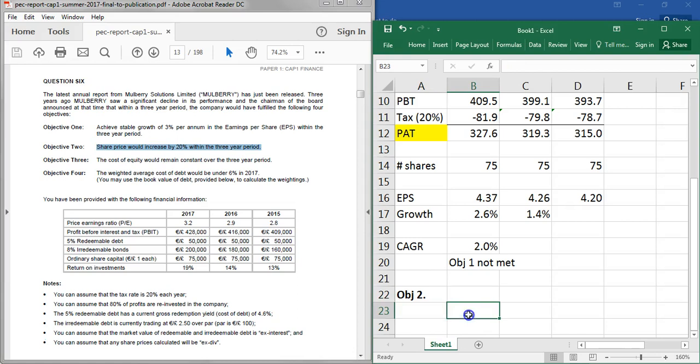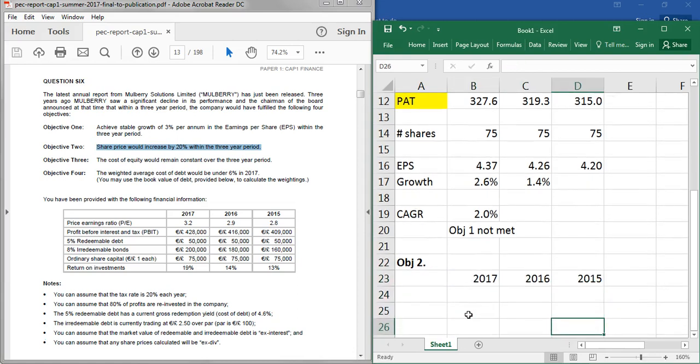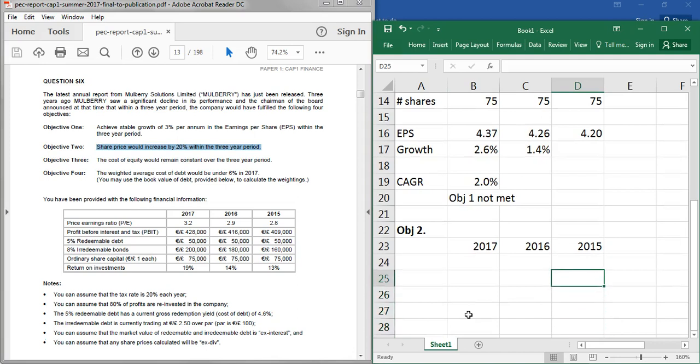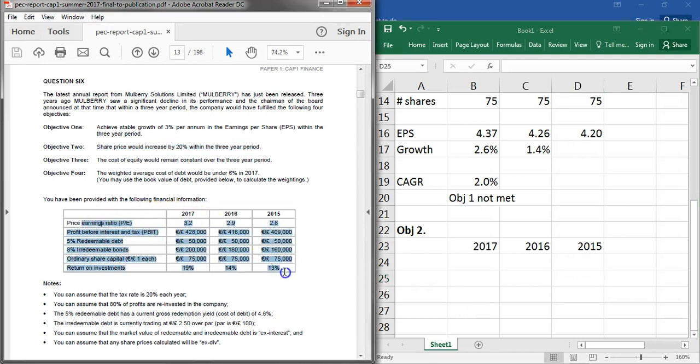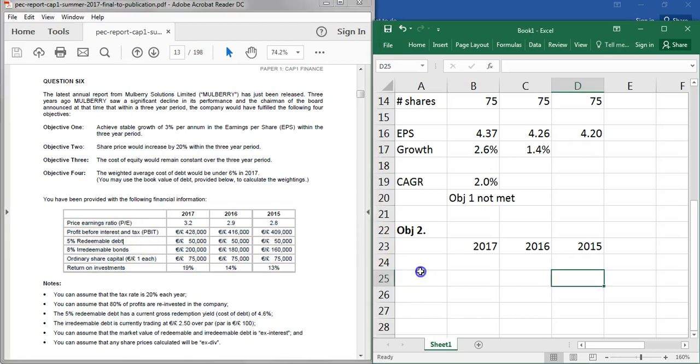Right. So we have 2017, 2016, and 2015. And again, think about it. Try and solve the puzzle yourself now before you look at the solution. I need to get the share price. I don't have the share price here, but I have some ratio that tells me the relationship between the share price and something else. And that is the PE ratio. So remember, the PE ratio equals the share price divided by earnings per share.